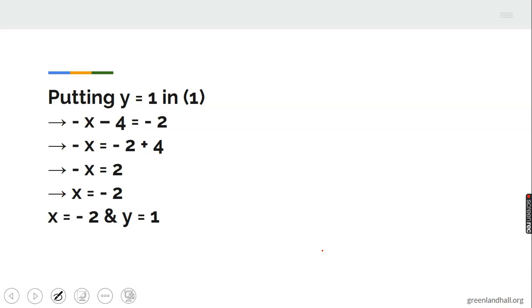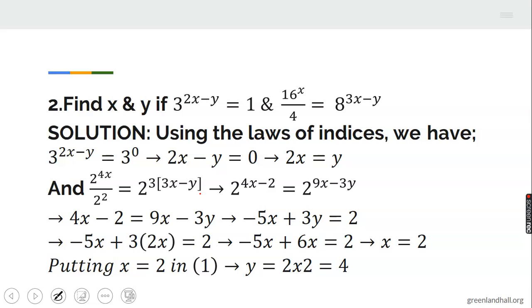Substituting y equals 1 in equation 1, I will now have x equals minus 2. Therefore, that's the answer. Now I have an exponential equation. This one is equal to 1. So here is very easy. Since it's equal to 1, the base here is 3, so I have to have 3 raised to the power 0. Therefore, the exponent here will be equal to 0. That's how we got this: x minus y equals 0.